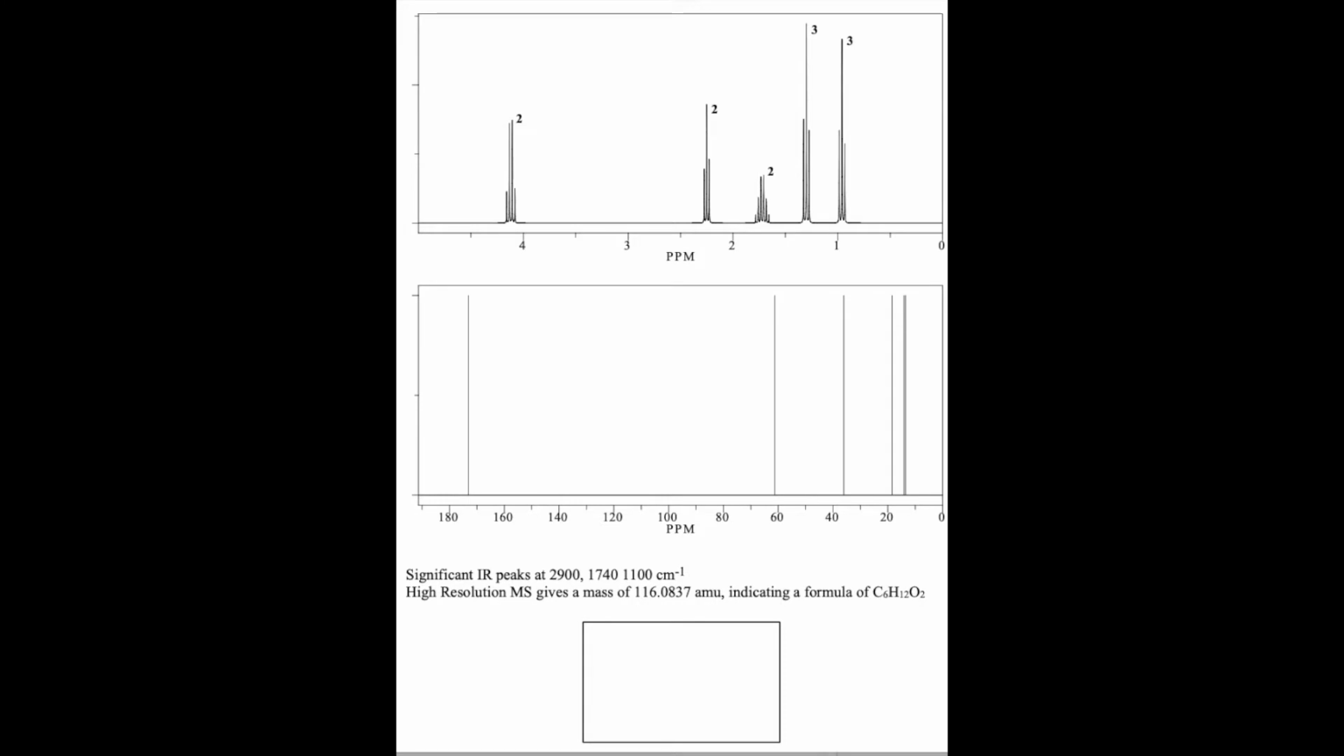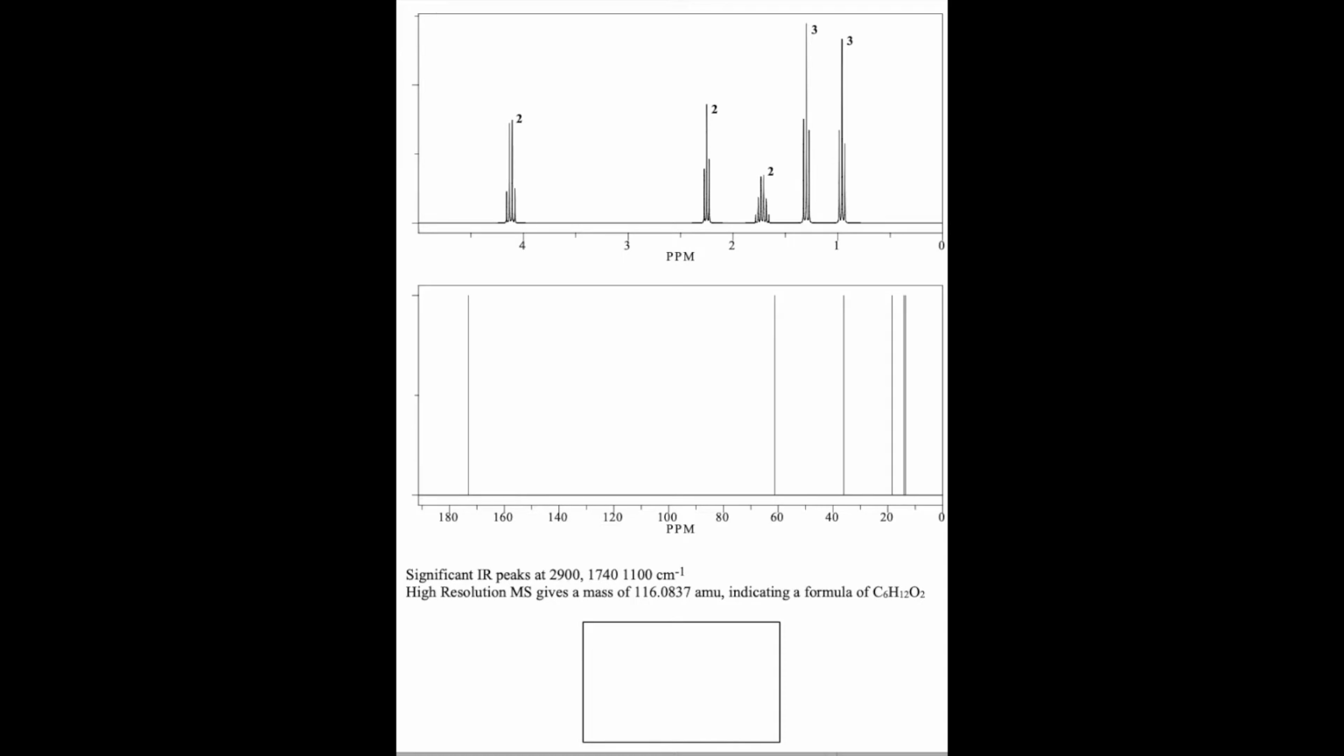So if you look at this, we have a proton NMR on the top, we've got a C13 NMR below that, we've got some IR peaks that were pulled from an IR spectrum, and then we have some high-res mass spec data giving us a very exact, accurate mass. So the high-res mass spec, that mass of 116 point whatever AMU in this case, if you chug that through, you can figure out, or have a computer figure out for you, that corresponds to a formula of C6H12O2.